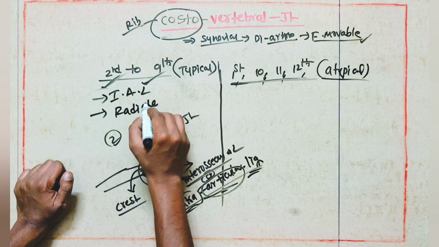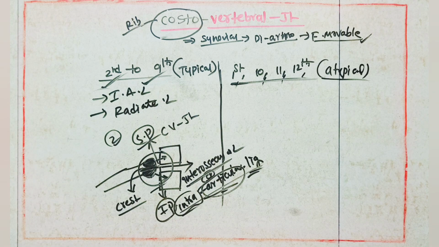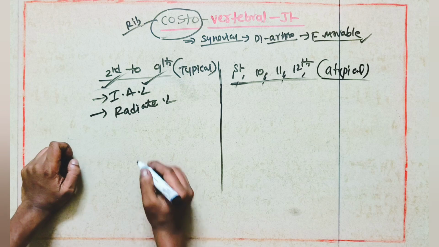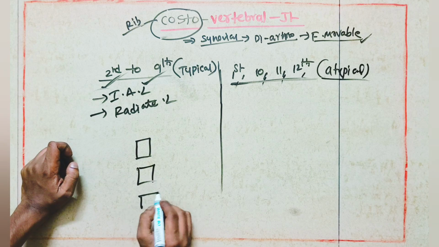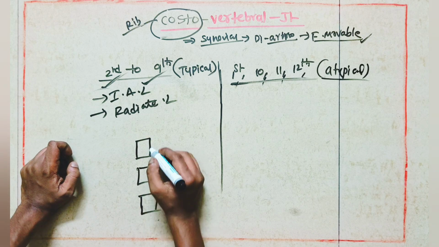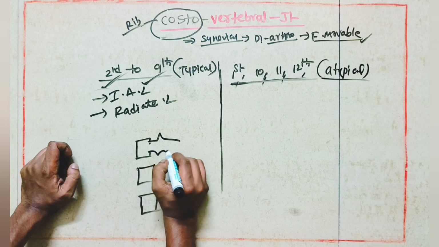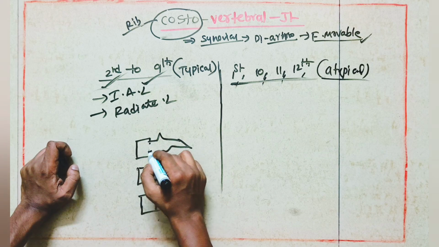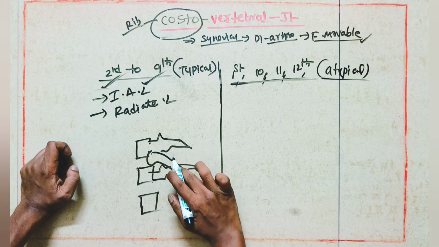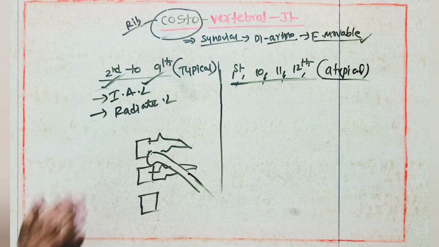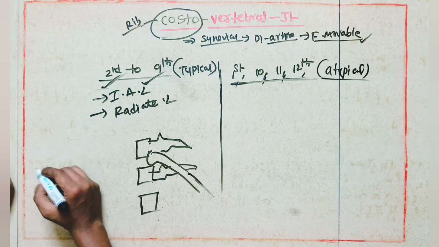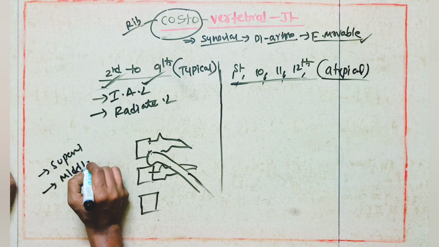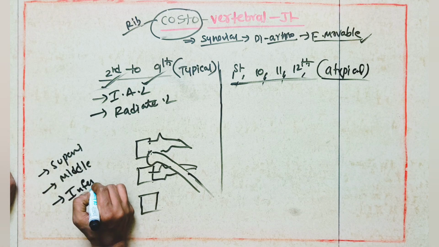radiate ligament. How will the radiate ligament be? See here, suppose this is one vertebra and here one more vertebra, and this one more vertebra. Imagine this is our thoracic spine. So here we'll be having a rib. From here we'll get one rib. This is our rib. So this radiate ligament will be having three connections: first one superior connection, then middle connection, and then inferior connection.